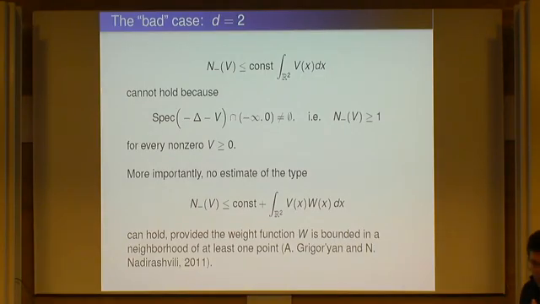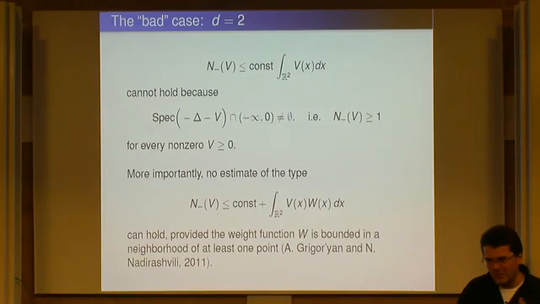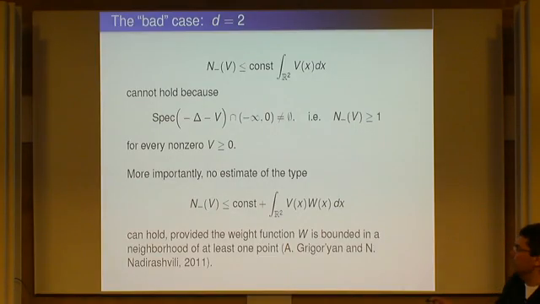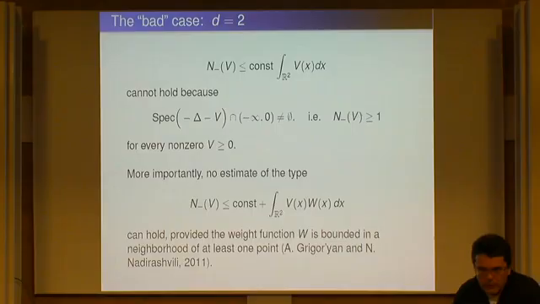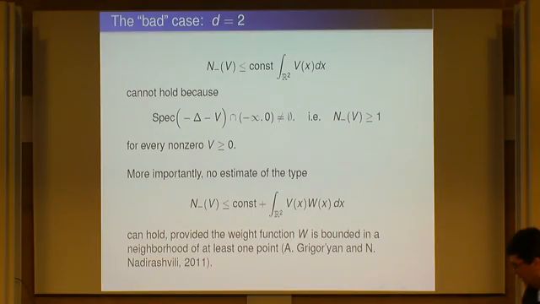So there is no L1 kind of estimate for the number of negative eigenvalues, and this is a result by Grigorian and Nadirashvili. It's not a difficult result. People understood that this is the case, maybe without the weight, but they simply wrote it very nicely. So this is not a very difficult result.